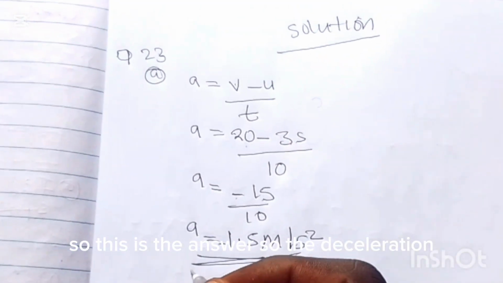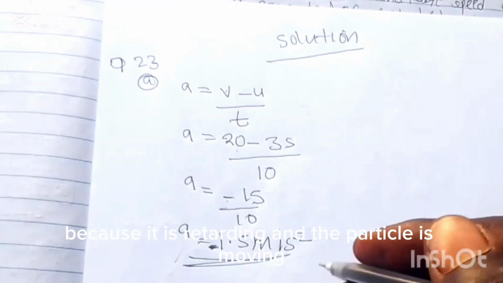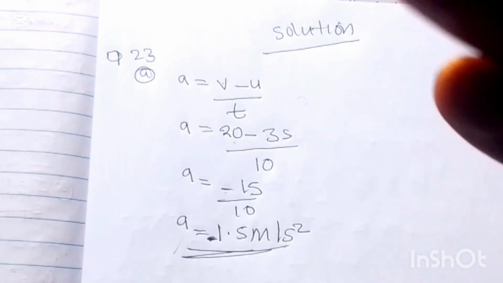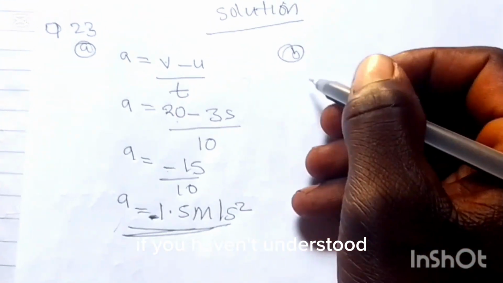So this is the answer. The deceleration is supposed to have a negative sign, because it is retarding. The particle is moving, it starts slowing down. So this is the answer. Let's proceed to question number B. If you haven't understood, please click on the comment box.